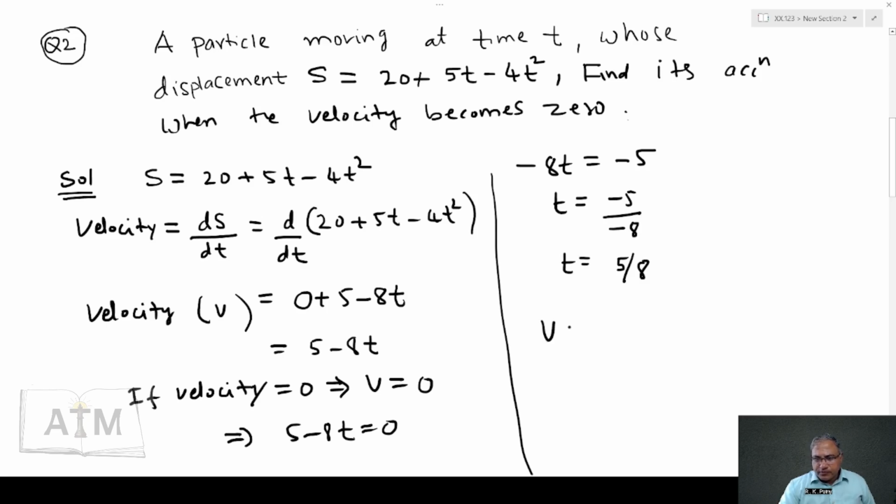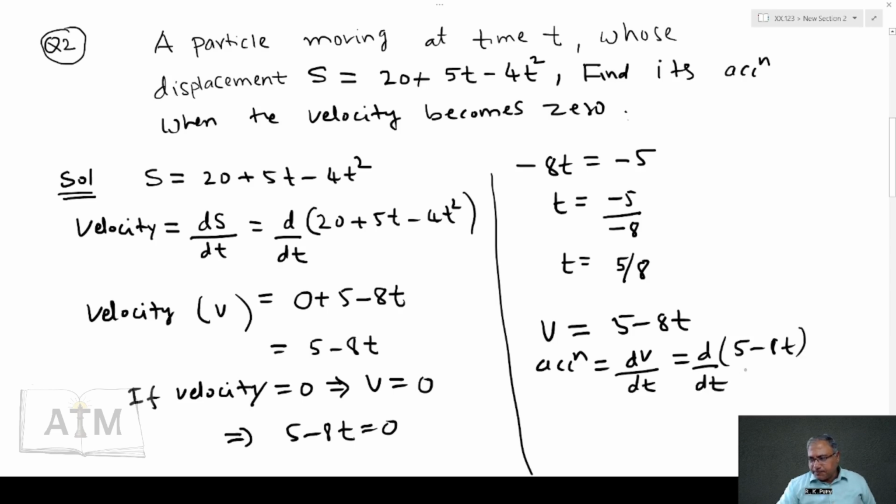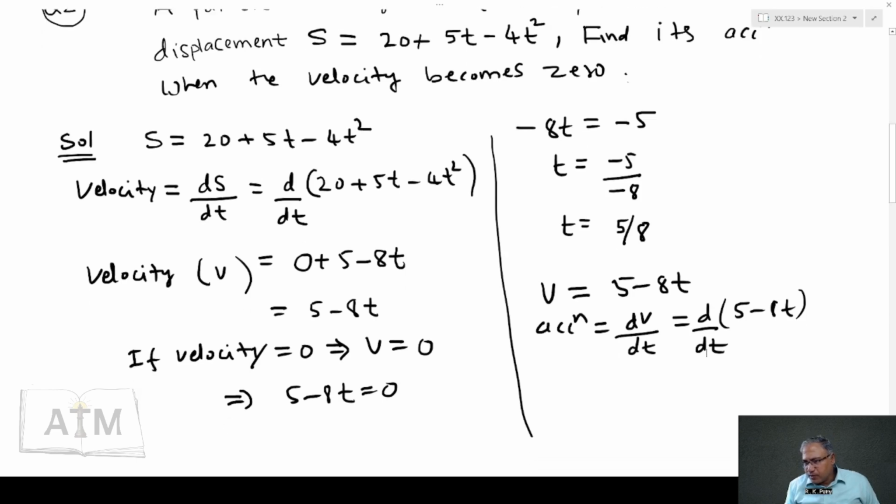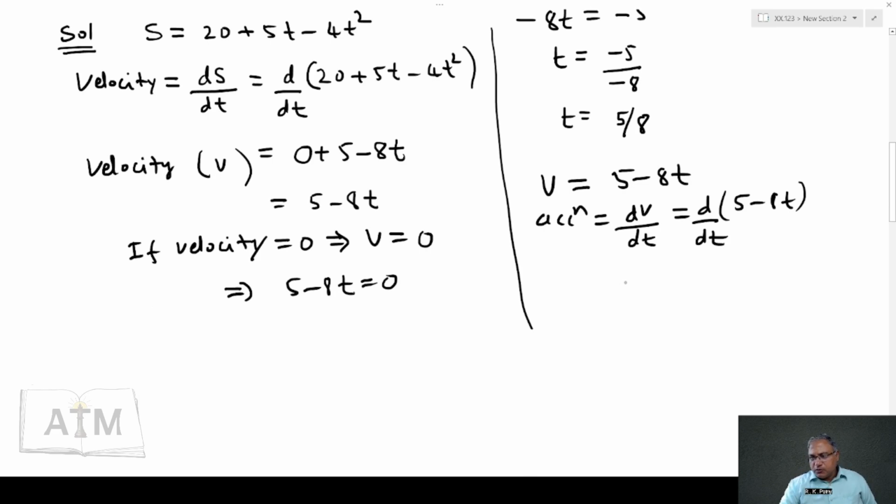Now acceleration. We have the velocity, which is 5 minus 8t, and acceleration is the rate of change of velocity, dv by dt, which equals the differentiation of 5 minus 8t with respect to t. That equals minus 8 units per second square. Minus stands for retardation, because the body is going to reach 0 velocity, so there is a retardation.